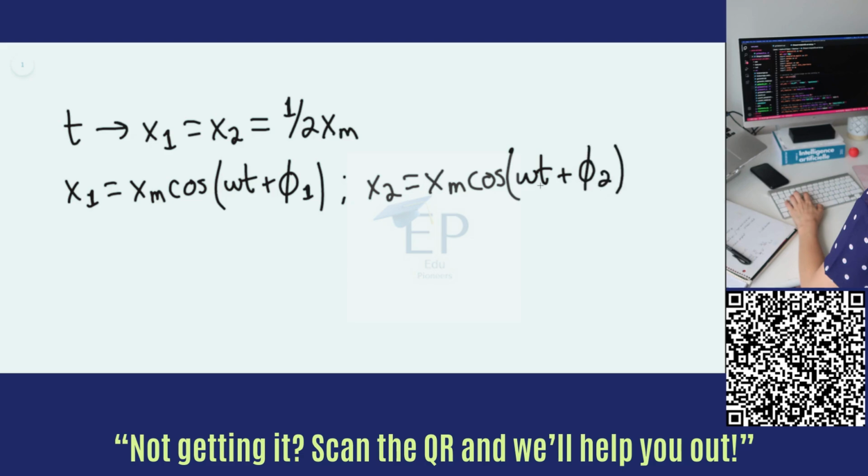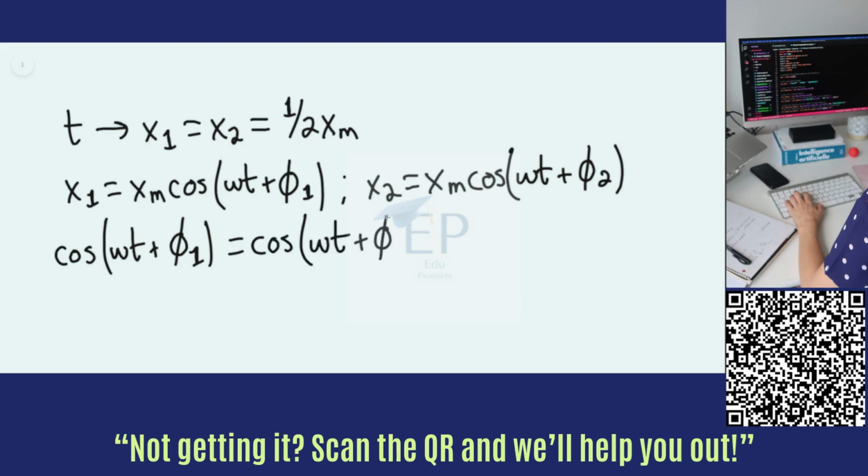So here we can conclude that cosine of omega t plus phi sub 1 is going to be equal to cosine of omega t plus phi sub 2, and this is going to be equal to 1/2. And so we can then conclude that the phases are either both equal to pi over 3, or one is equal to pi over 3 while the other is equal to negative pi over 3. So essentially, we have that. We also have that v sub 1 is equal to negative v sub 2, and this is not equal to 0.